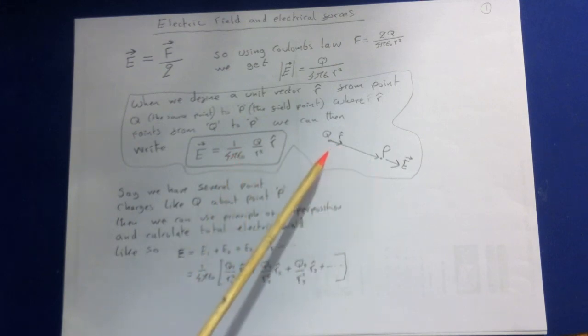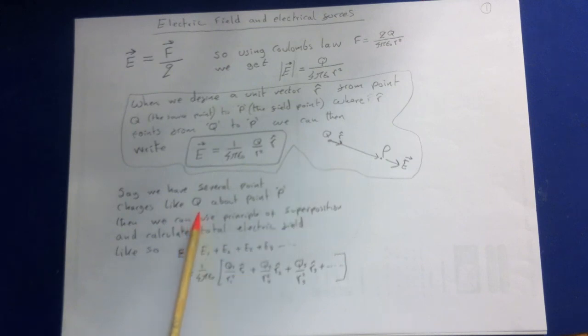Now suppose the field at point P is caused by several point charges, Q1, Q2, Q3, etc., at distances R1, R2, R3 from P, with associated unit vectors R hat 1, R hat 2, from Q1 to P, and so on. Each unit vector points from its associated source point to the field point P.